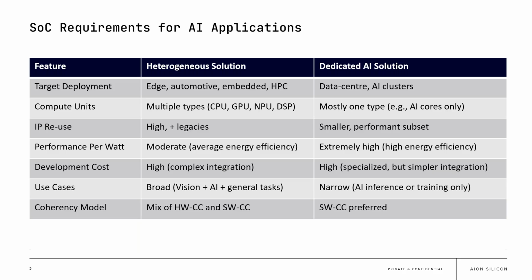In terms of classes of SoCs that we are seeing for AI applications, we've got two classes here: a heterogeneous solution and the dedicated AI solution. Dedicated AI solution typically targets data center cluster applications. In terms of compute units, it's mostly one type, AI-focused accelerators, and the power is quite high for some of these devices. The development cost is high, but it's a more streamlined integration process. In terms of use cases, that's targeting just inference and training applications.